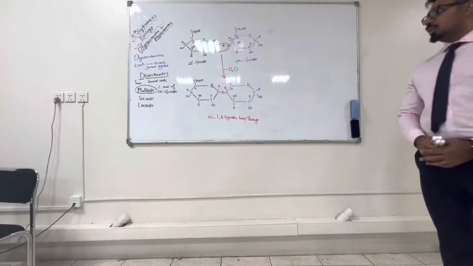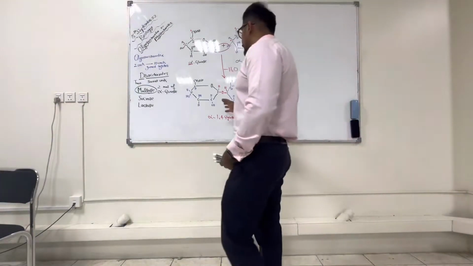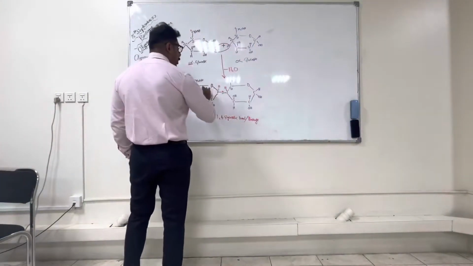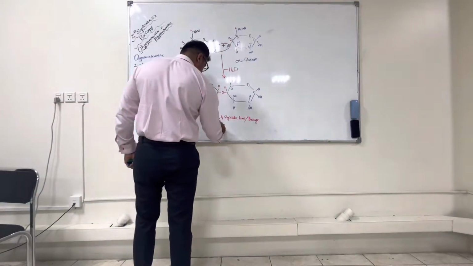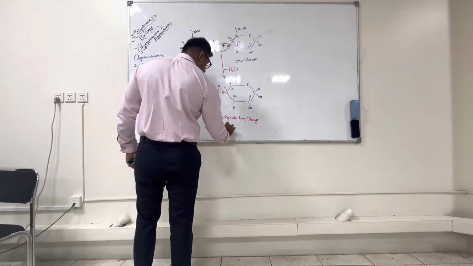Alright? So what is this? These are two monosaccharides, glucose molecules, joined together. So this is actually the structural formula of what? Maltose.